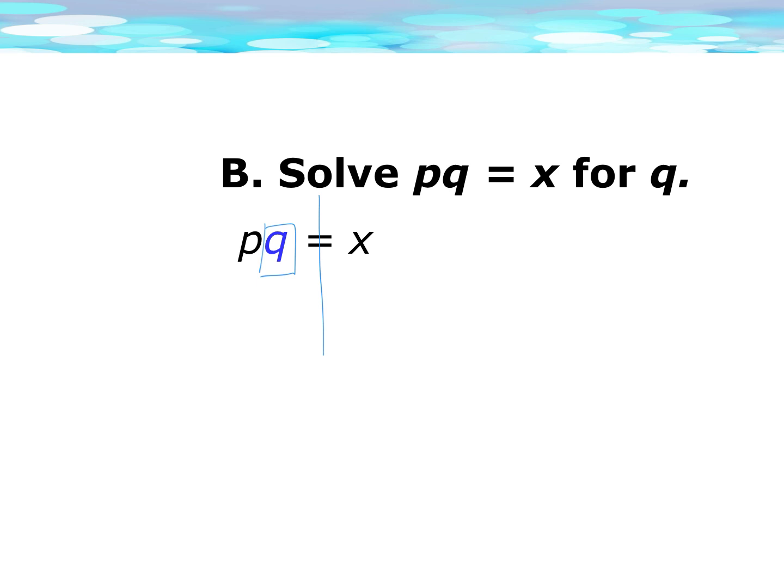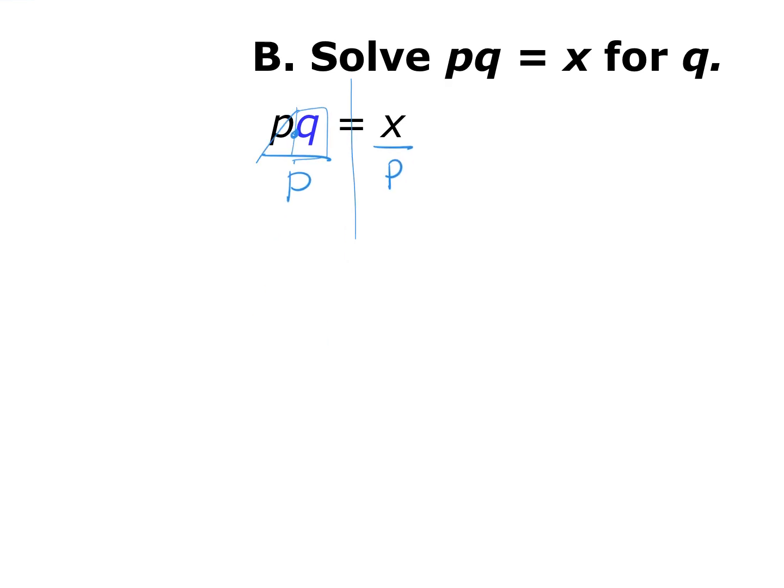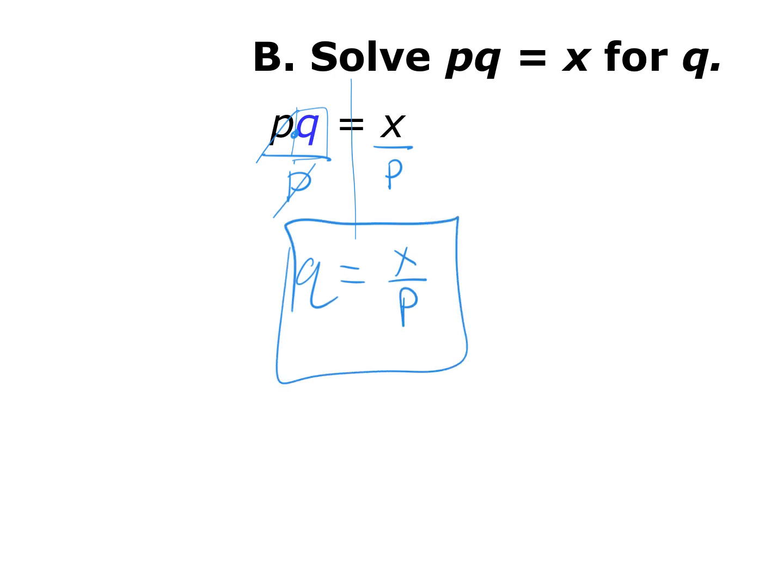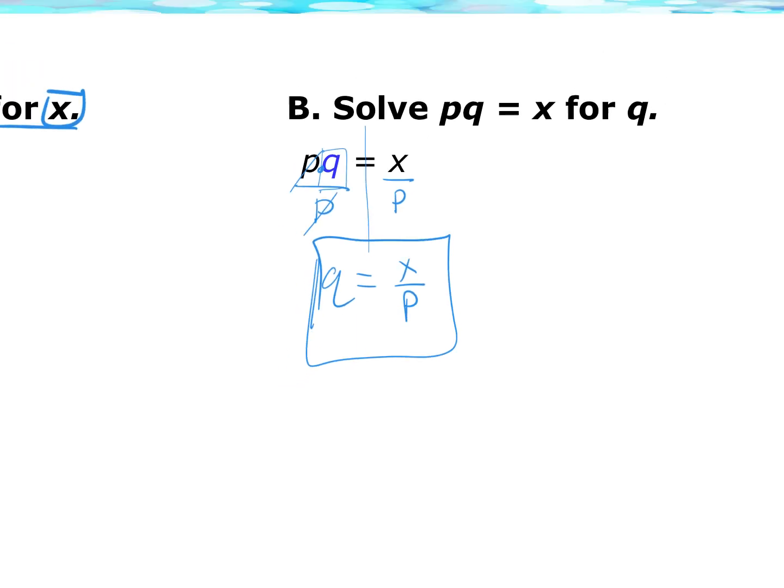So we have PQ equals X. This is the same as P times Q equals X, right? So to get that Q by itself, the opposite of multiplying by P is dividing by P. So let's divide both sides by P. And then P divided by P goes away, right? Because that just becomes 1. And then we get Q equals X divided by P. All right, and then there's our equation solved for Q, I'm sorry.